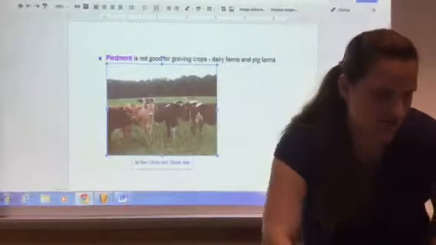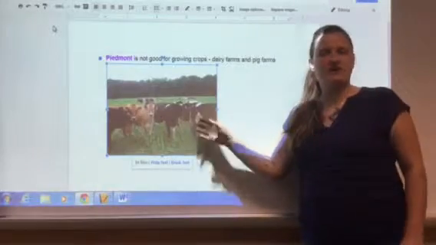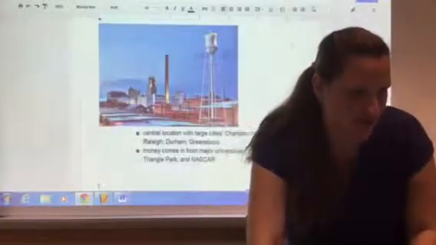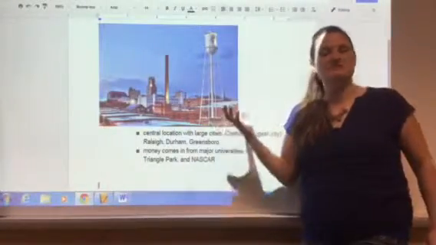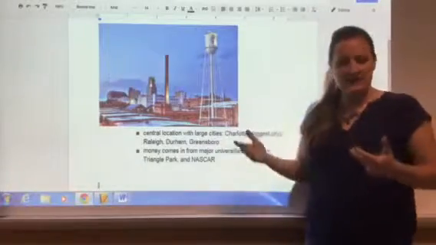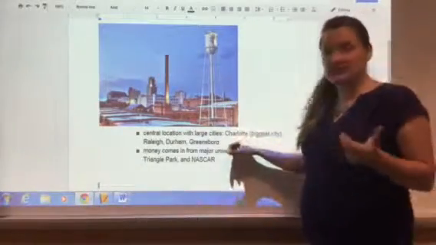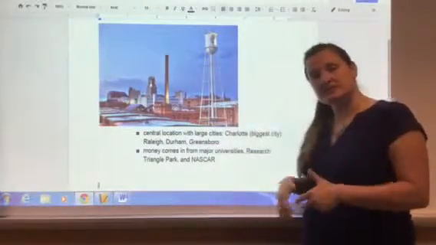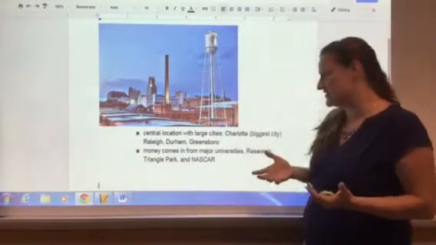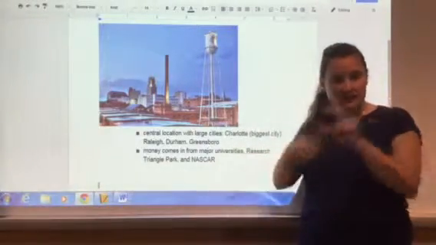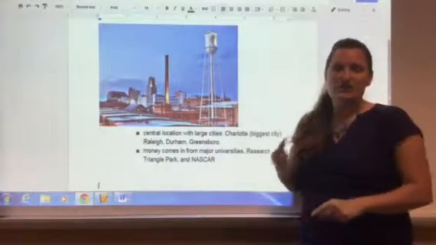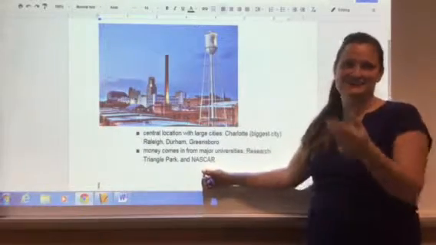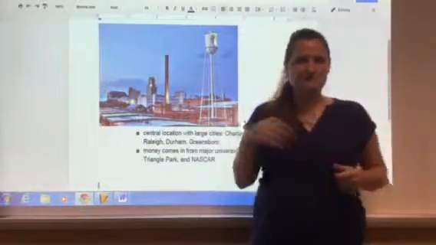It isn't good for growing crops. We do have a lot of dairy farms, pig farms, things like that. But we also have, of course, where we live, Durham, some of the major cities. We'll talk about how they came along. But it's the location to Charlotte, our biggest city, Raleigh, Durham, Greensboro. And a lot of money also comes from the universities that came up here. A ton of great universities in this area. And of course, you get Research Triangle Park by all those great universities like Duke and UNC and State. And then you get NASCAR. That brings a lot of money to our state, like some of those places down by Charlotte.